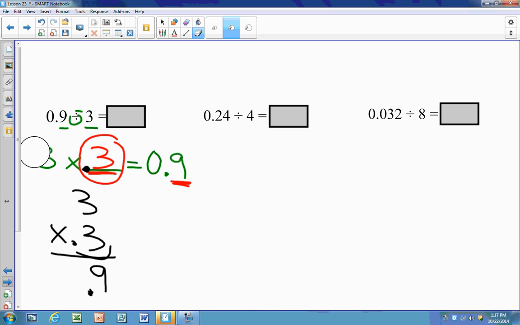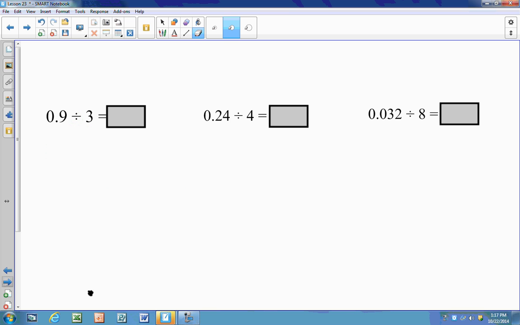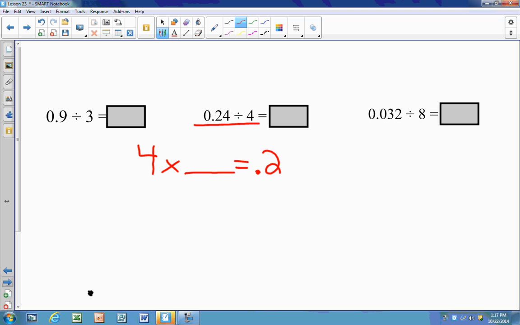Next question. Over here we have 24 hundredths divided by 4. What does that equal? So I ask myself 4 times what number equals 24 hundredths? But I'm really asking myself 4 times what number equals 24? And I know that to be 6. And now I look over here and this ends in the hundredths place right here. So I have to make my 6 say 6 hundredths.